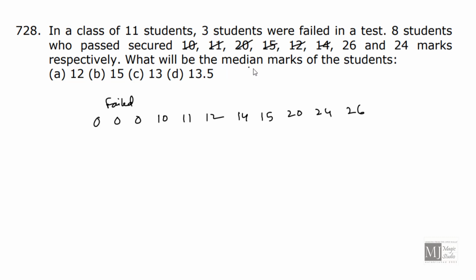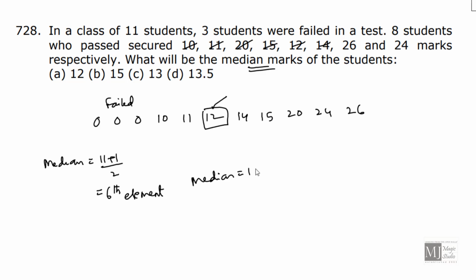What will be the median marks? We know the drill for median. Median is 11 plus 1 by 2, that is 6th element, either from left or from right. If I calculate from left, 1, 2, 3, 4, 5, 6, or from right, 1, 2, 3, 4, 5, 6. Okay, median is 12. Median marks of this class is 12.